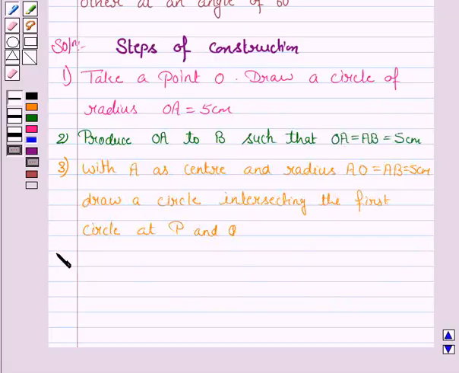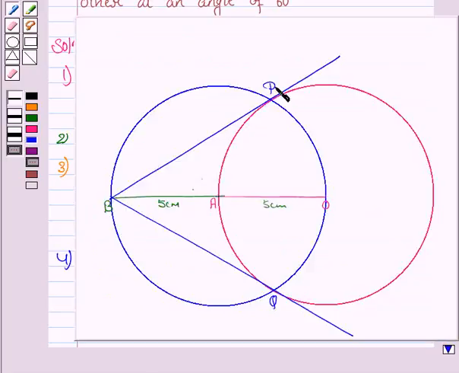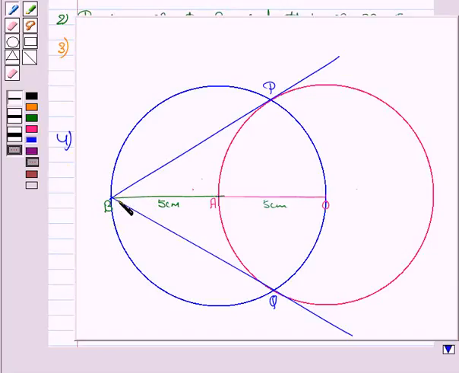Now the next step is join BP and BQ to get the required tangents. So BP and BQ are the required tangents which are inclined at each other at an angle of 60 degrees, that is angle PBQ is 60 degrees. Now we'll justify that angle PBQ is 60 degrees.